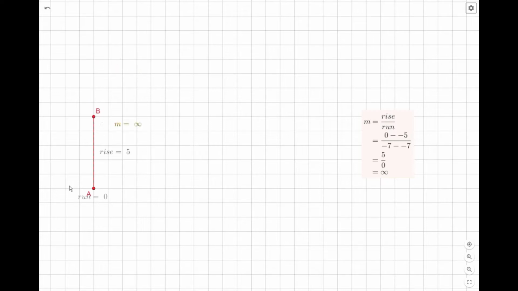But why is that? The run is now 0. And 0 in the denominator, you know that that's a big no-no. We cannot divide by 0. It says here that the gradient is infinite. However, a number cannot be divided by 0, so really it should be equal to undefined. The proper way of answering this question is that a vertical line has an undefined gradient.